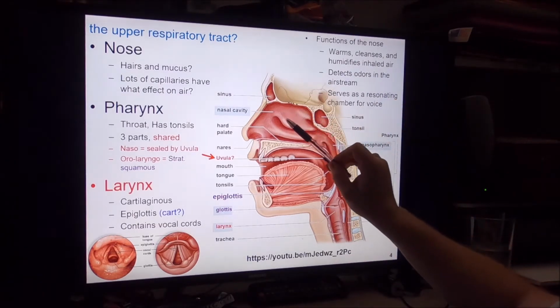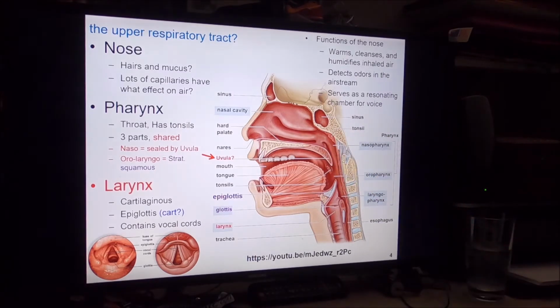We're going to warm the air up. We're going to clean it. And we're going to humidify it. What kind of air is that? What kind of air do your lungs like? Your lungs like warm, moist, clean air.